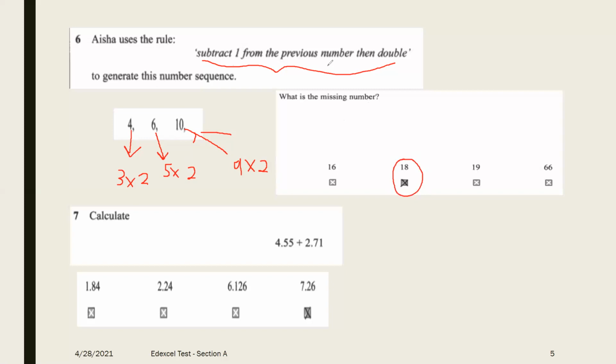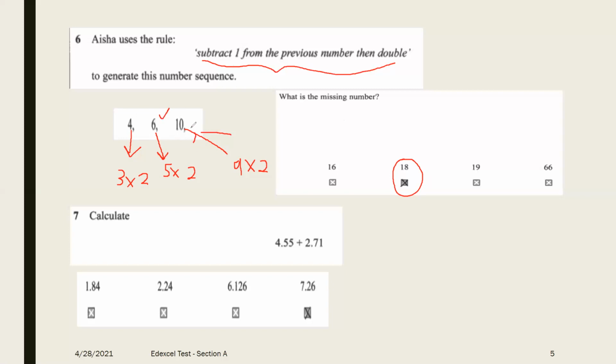I will explain it again. The rule is subtract 1 from the previous number, then double. So 4 minus 1, it's 3. 3 times 2, it's 6. Yes. 6 minus 1, it's 5.